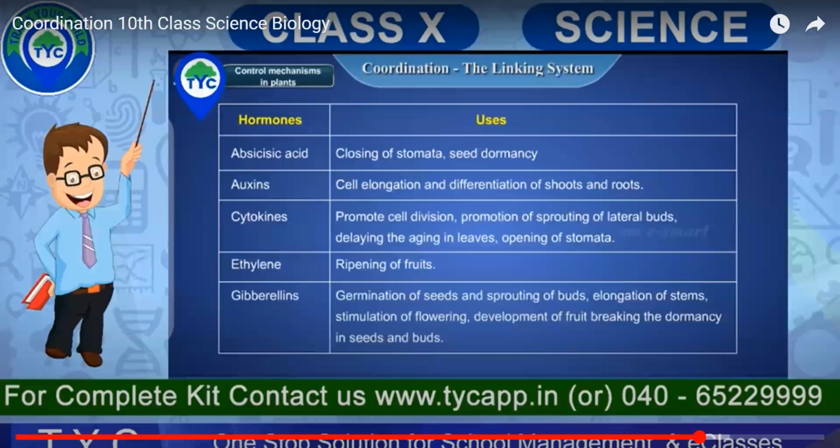Abscisic acid, closing of stomata. Here we are talking about plants. Plants do not have a stomach, they have stomata. Stomata allow the exchange of gases. You have seen it in the transpiration process.